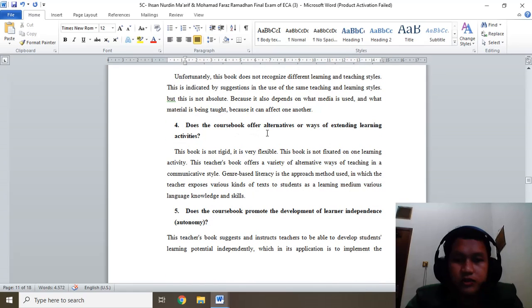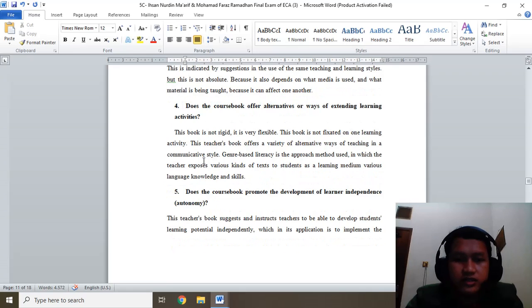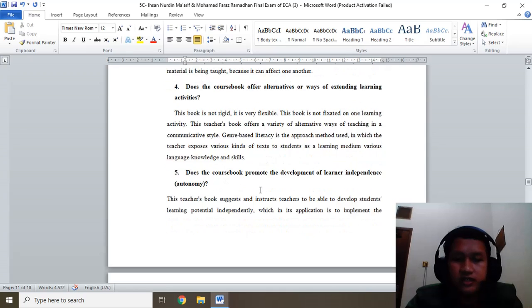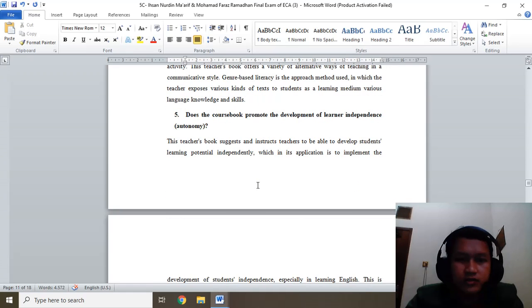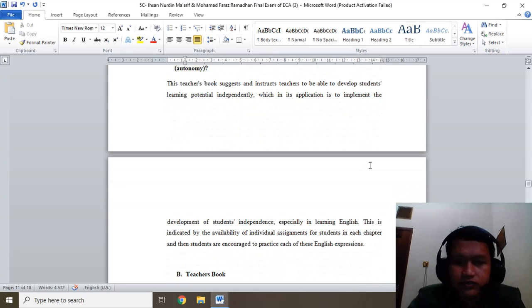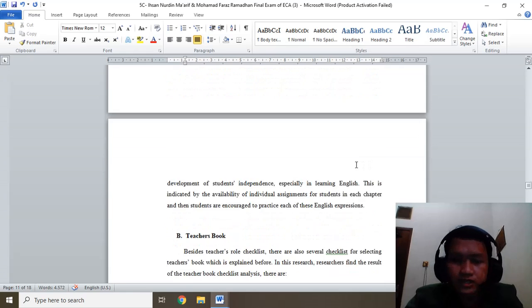And does the coursebook offer alternative ways of extending learning activities? The answer is yes. This book is not rigid, it is very flexible. Does the coursebook promote the development of learner independence or autonomy? The answer is yes. This teacher's book suggests that teachers develop students' potential independently, which in its application is to implement the development of students' independence, especially in learning English.